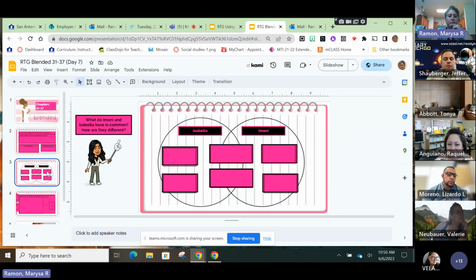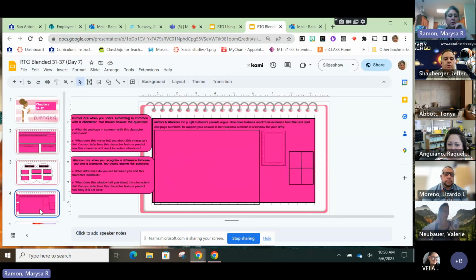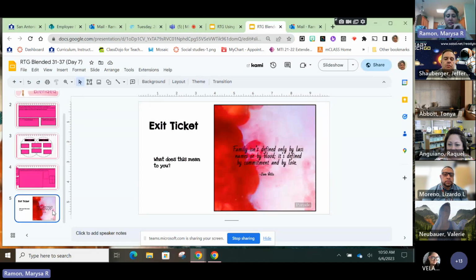And then she did a diagram. How are they similar and different, the 2 characters in the story? This one, she did a lot of mirrors and windows. So how do you see yourself like the character, and how do you see yourself different from the character? And then she had her exit ticket.